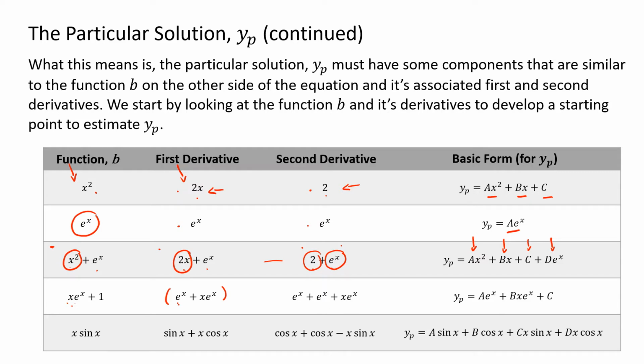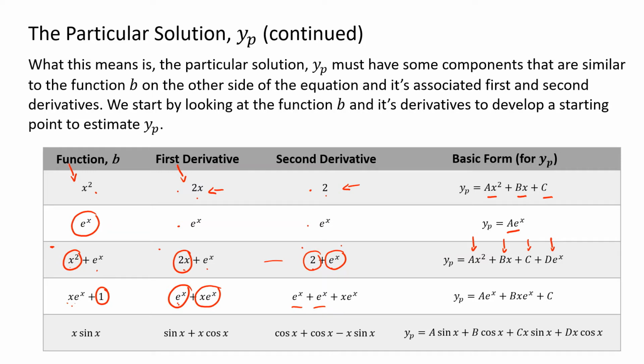So here we have 3 separate terms. We have an e to the x, and you see we have it 3 times, but we only include it once. We have x times e to the x, which is a separate function. And we have a constant. So we have 3 different functions here.